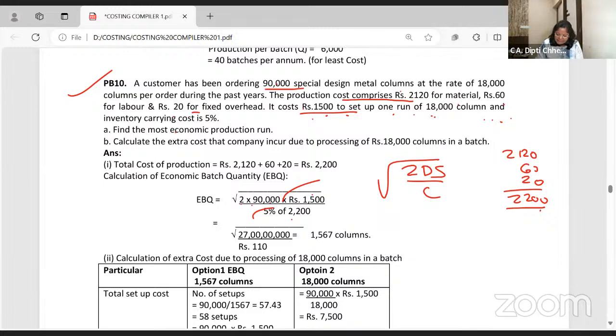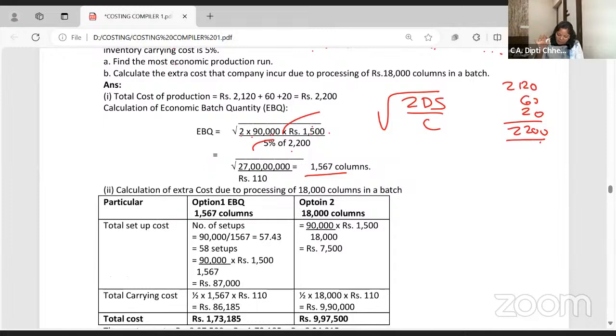And annual demand is 90,000. Are you all with me? If EBQ comes, do not leave it in the choice, you all should do it. 2 into 90,000 into 1,500 and this. So, economic batch quantity is 1567.